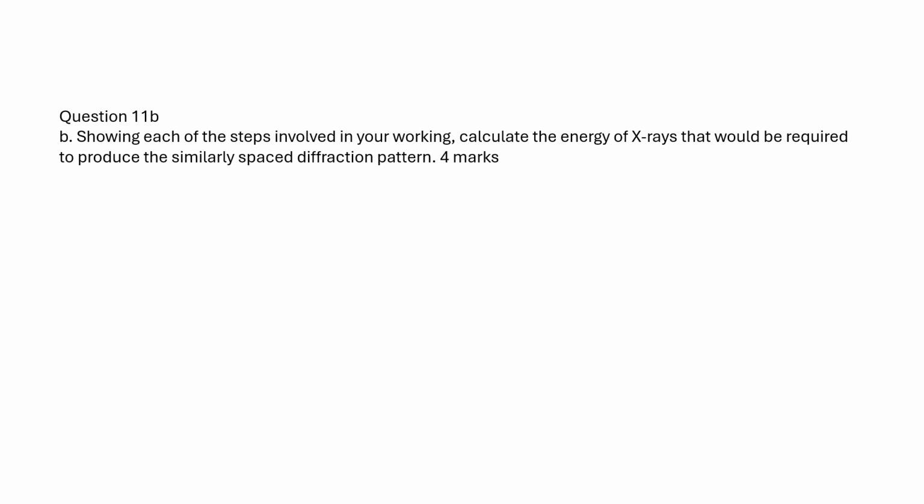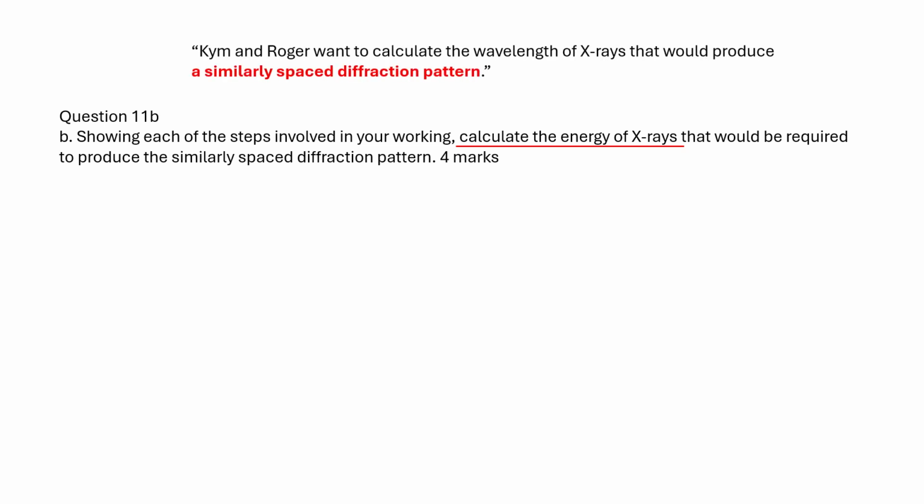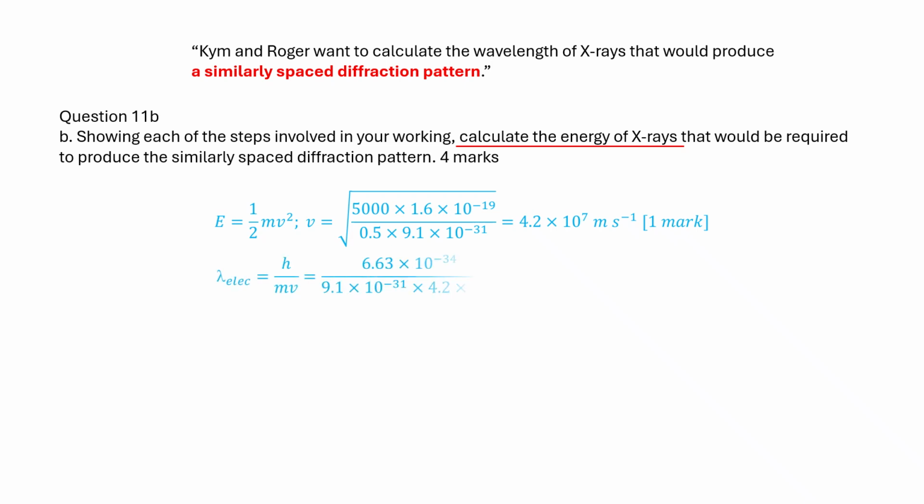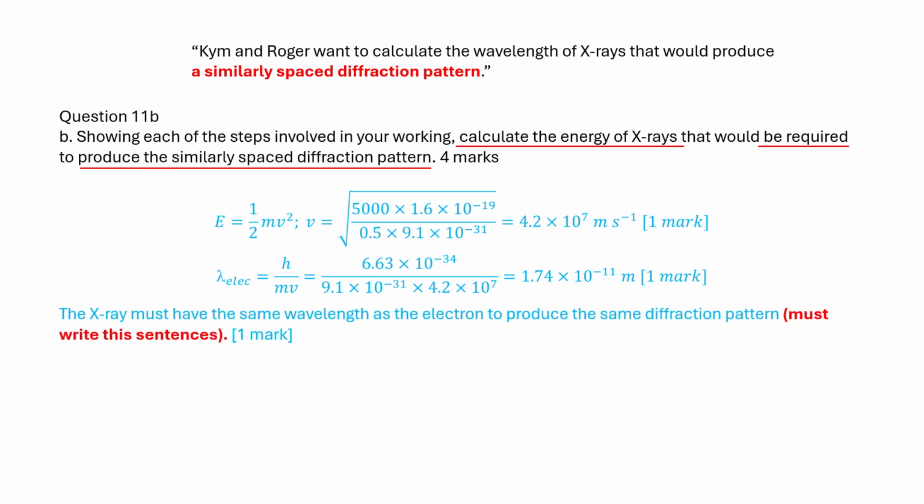The objective is to ascertain the energy of the X-ray. The crucial insight for solving this problem is that the X-ray must possess the same wavelength as the electrons to yield an identical diffraction pattern. Consequently, we begin by calculating the speed and then the wavelength of the electrons, utilizing their known energy. With the electron's wavelength established, the energy of the X-ray can then be computed.